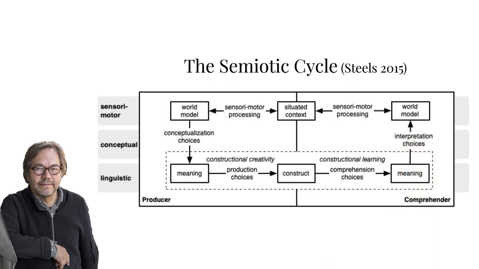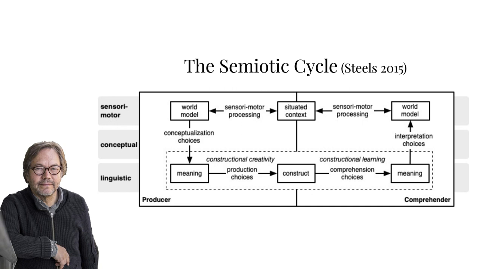The semiotic cycle involves at least one producer, who is the person who speaks, writes, or signs, and a comprehender, who is the person who listens, reads, or perceives. Both of them go through several tasks. Sensorimotor processing concerns perception and action, in which linguistic interlocutors maintain a world model. The second task is conceptual processing. Conceptualization is the process in which the producer decides which communicative goal they want to achieve and which meanings need to be expressed to achieve that goal.